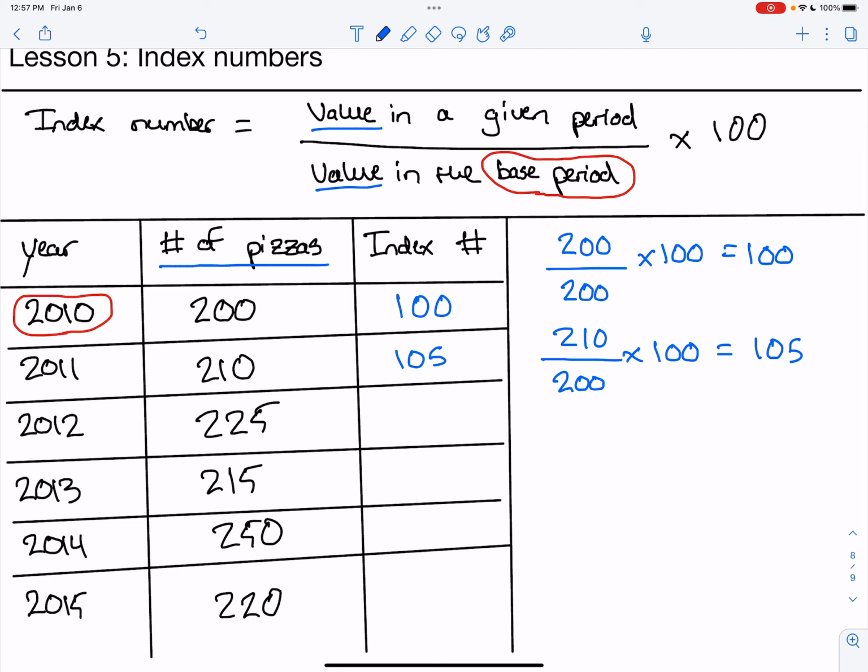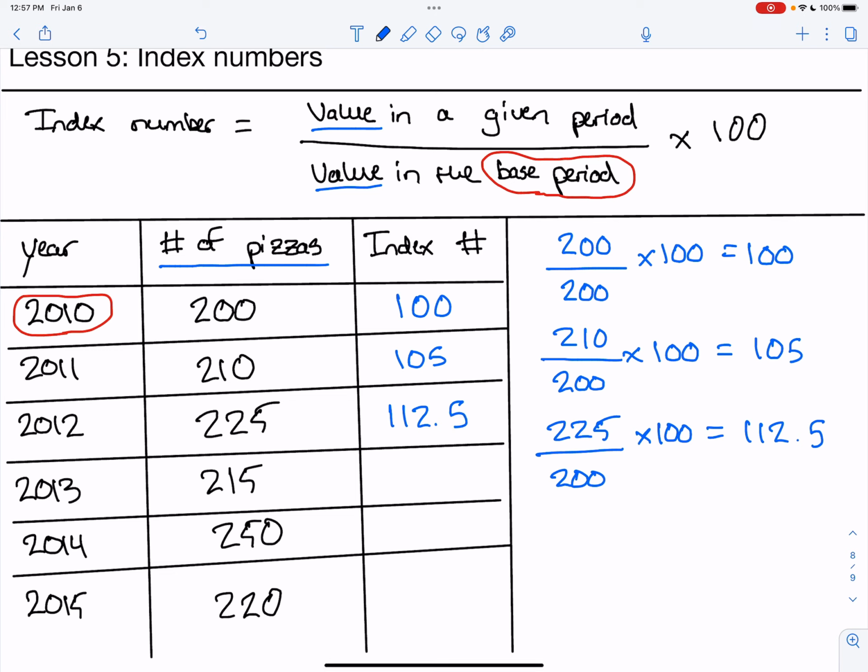In 2012, we divide 225 by 200. All right, 225 is the quantity in the given period. 225 pizzas produced in 2012. We're dividing it by 200 because 200 is the quantity in the base year, and we're multiplying by 100 to get 112.5, okay?